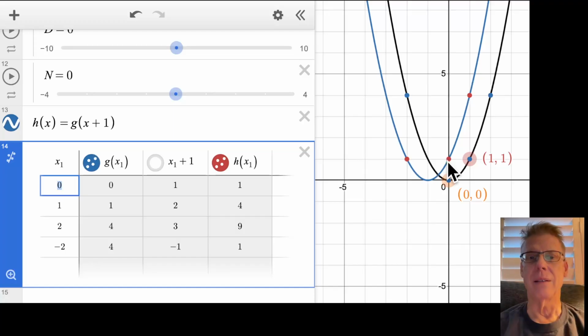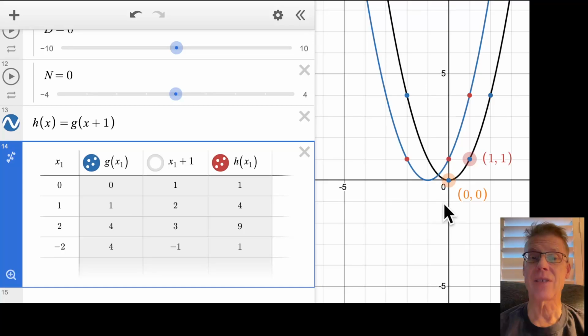Okay, but what is it? It's basically what you get when x is 1 on G. So you're going to have that exact same output for when x is 1 on G, but it happens earlier. It happens when x is 0 for H. Okay, so this ordered pair is as if it moved over to the left 1 unit, same as this one.